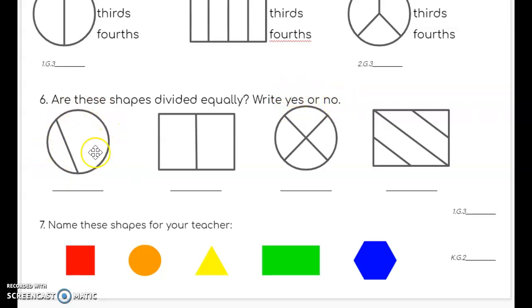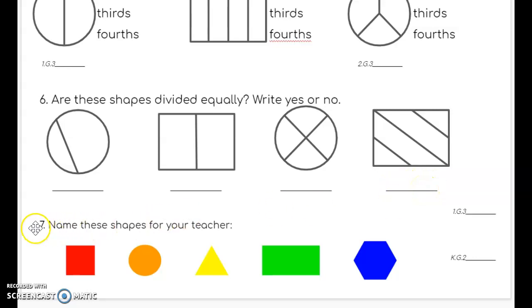So I'm looking at this first circle here. I'm looking at the line and I'm thinking to myself, is that divided equally or unequally? If it's divided equally, I'm going to write yes on the line. If it's not divided equally, I'm going to write no on the line. Then I'm going to move to the rectangle. Is that divided equally? Yes or no? Write yes or no on the line. Then I'm going to move to the circle. Is that divided equally? Yes or no? And then finally my rectangle over here. Is that divided equally? Yes or no?